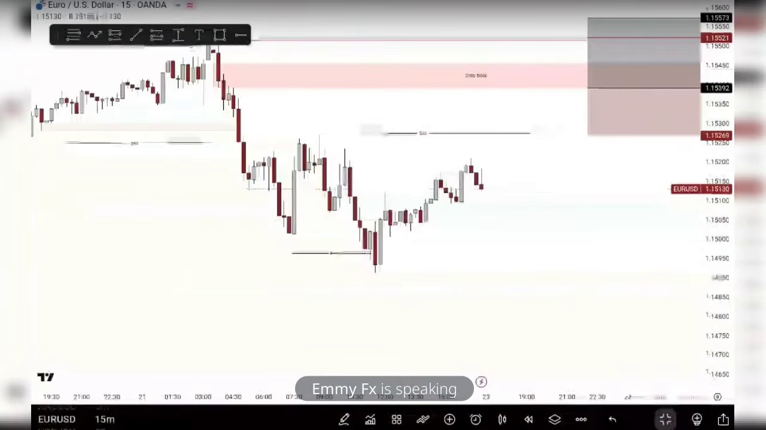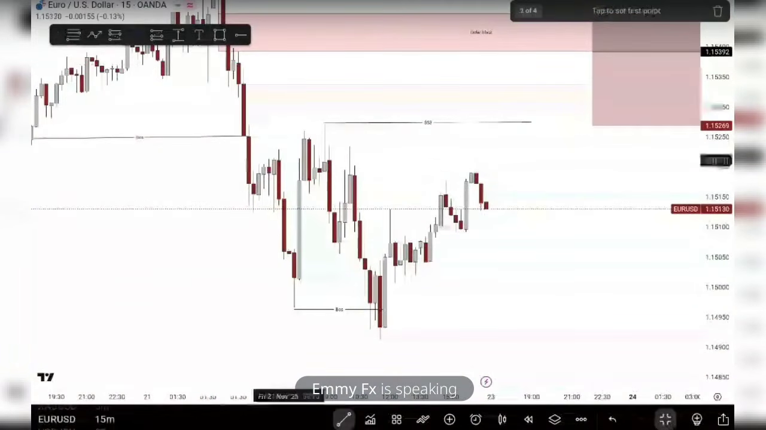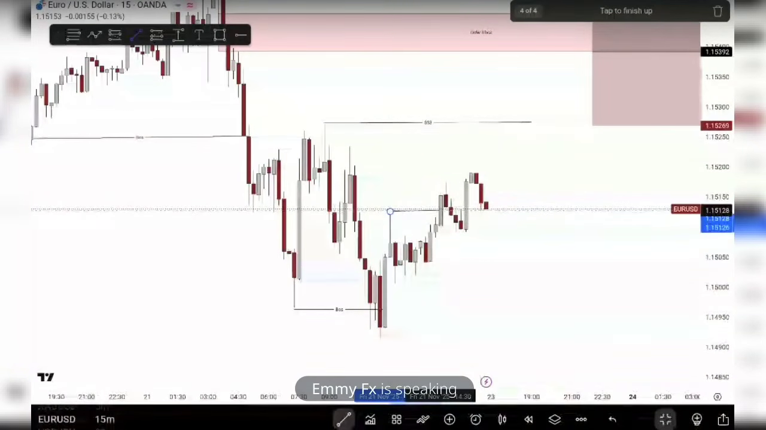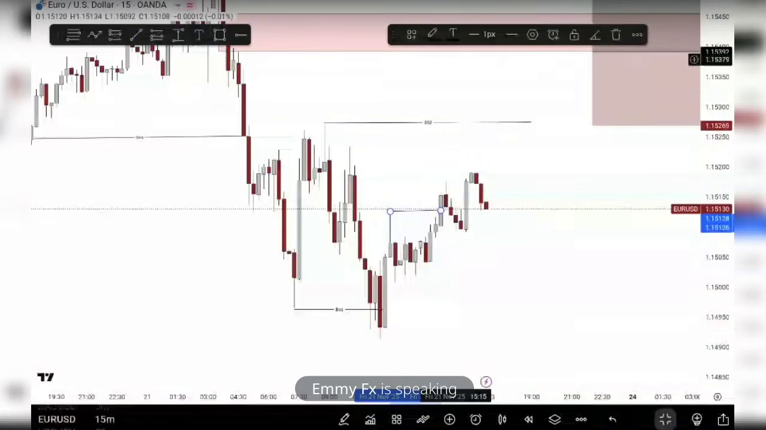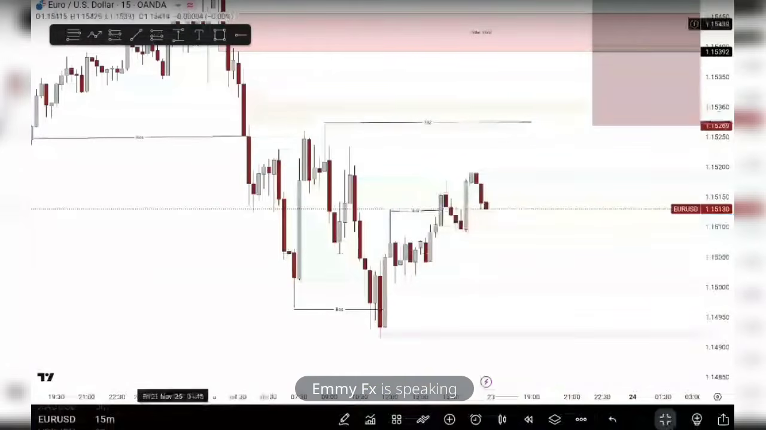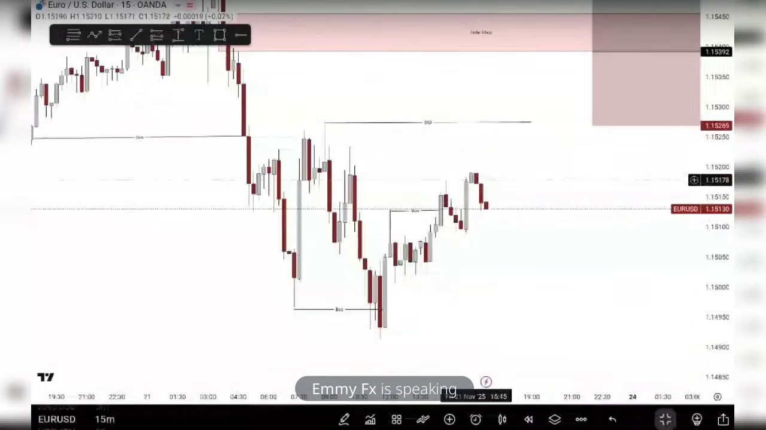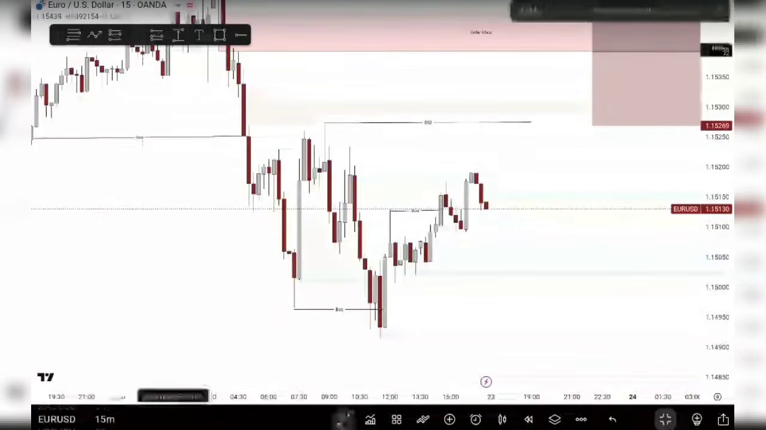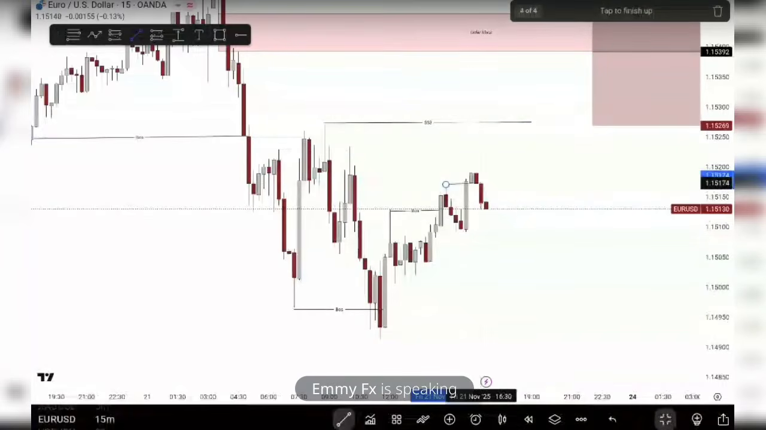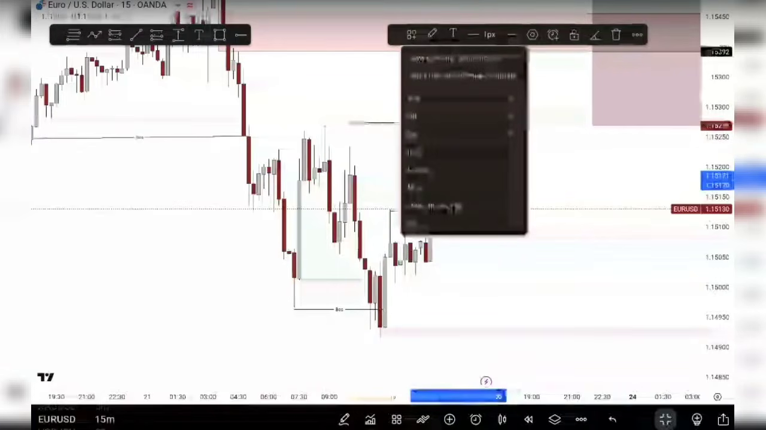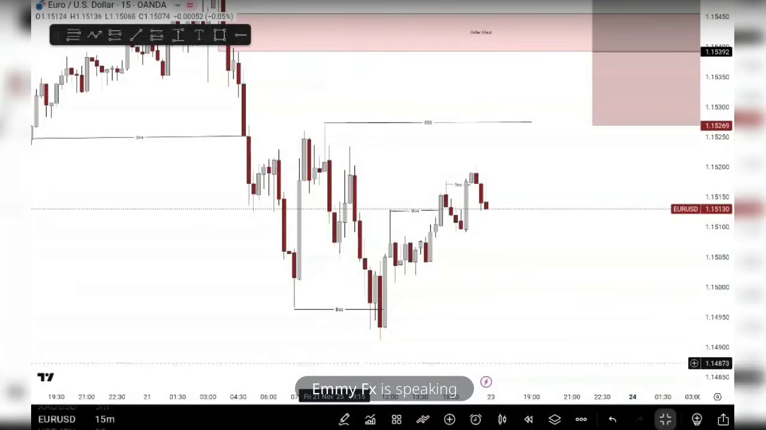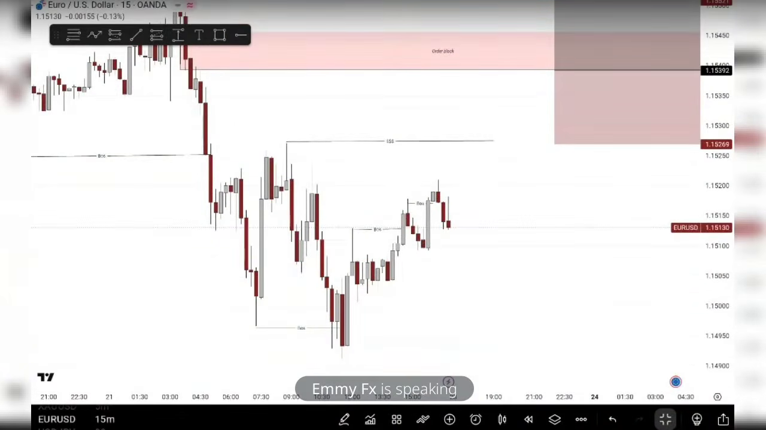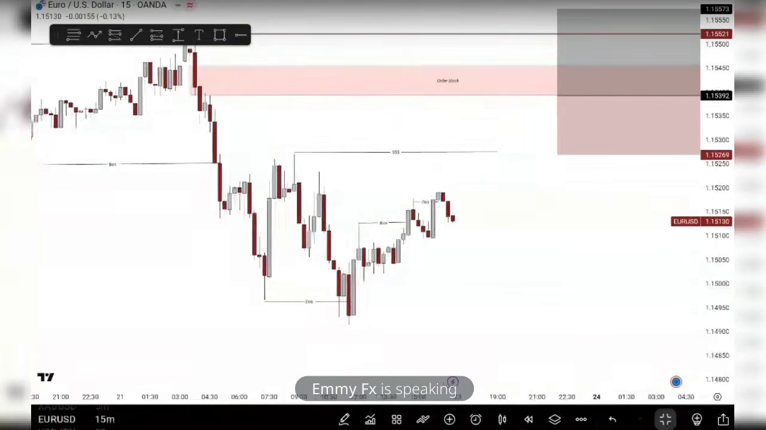But first, I also want to let you know, let's see what the market is doing here. We have this break of structure to the outside. We have another break of structure to the outside. We also have this break of structure to the outside.